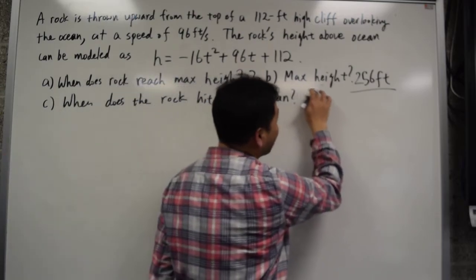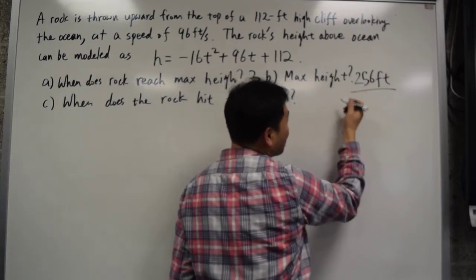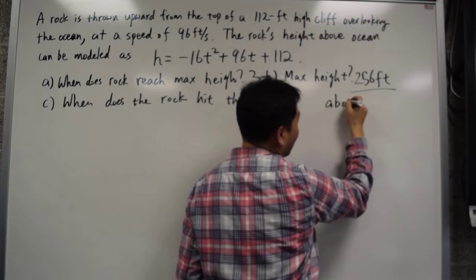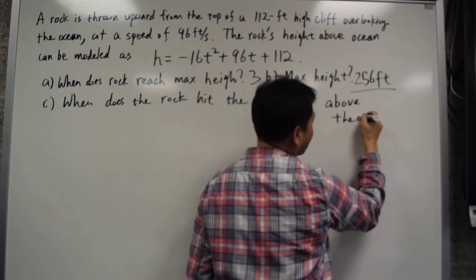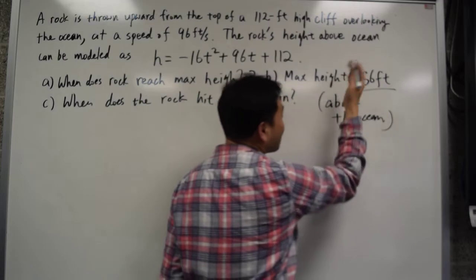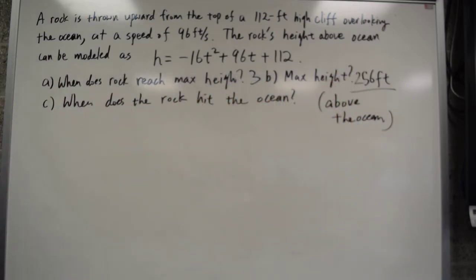So really, the max height should be 256, but to be more exact, I would also write above the ocean, or from the ocean, 256 feet above the ocean.